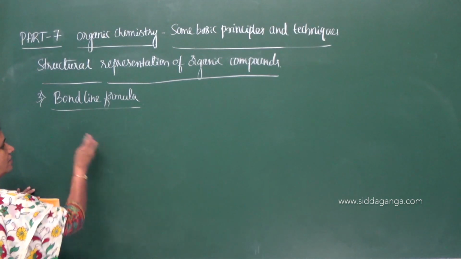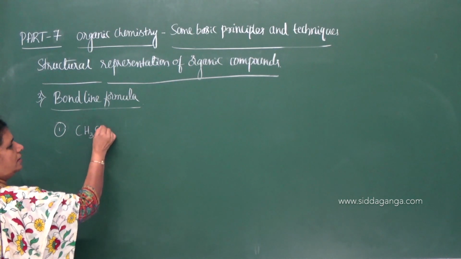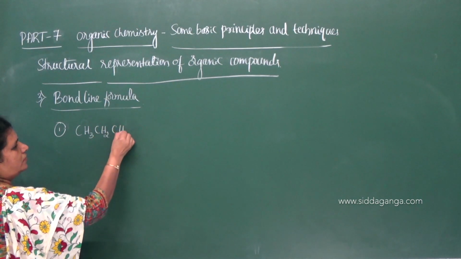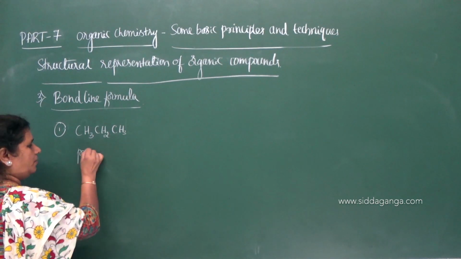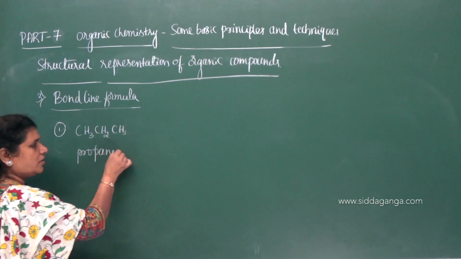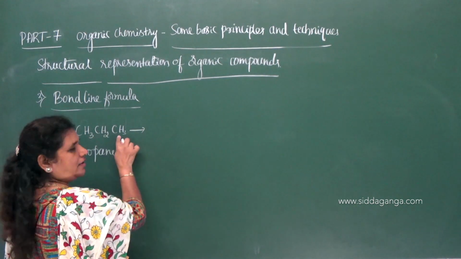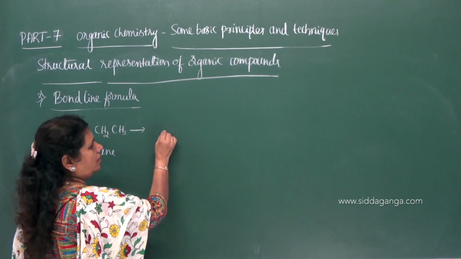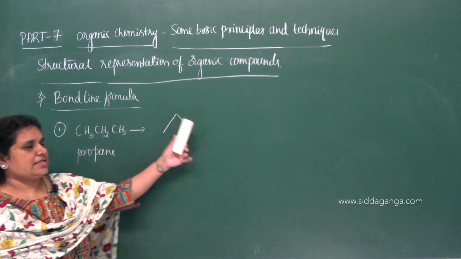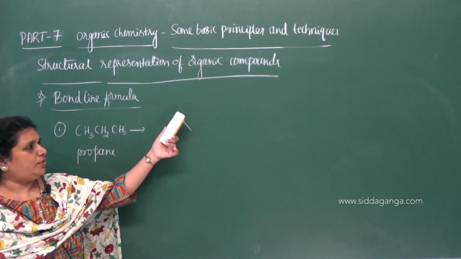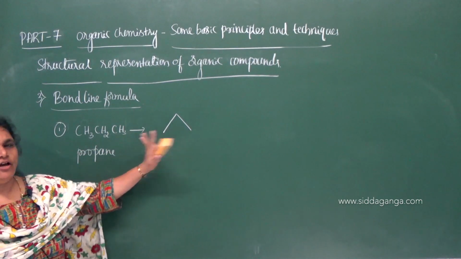Take an example. First example, CH3, CH2, CH3. So propane, I have taken propane. How to represent it in a bond line formula? There are 3 carbon atoms, 1, 2 and 3, in propane. So in a zigzag fashion, 1, 2, 3. This is the bond line representation of propane.